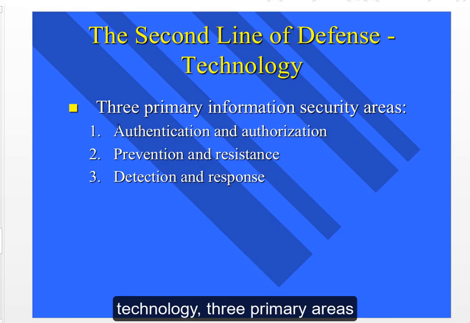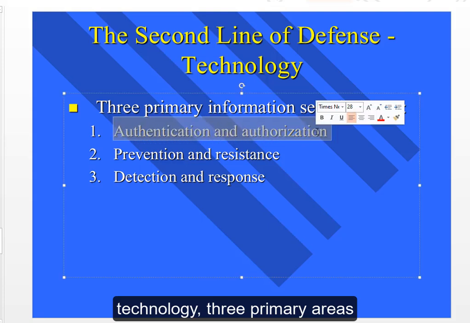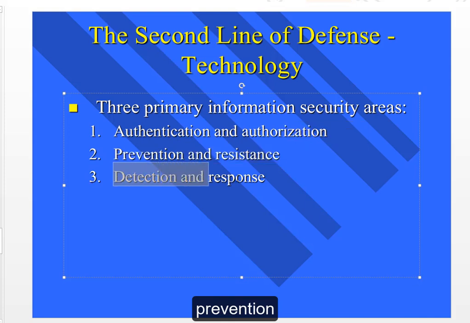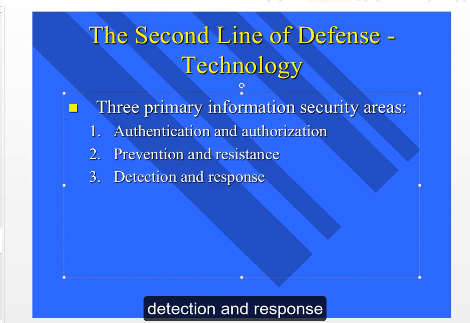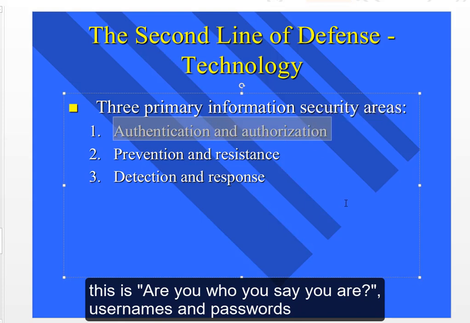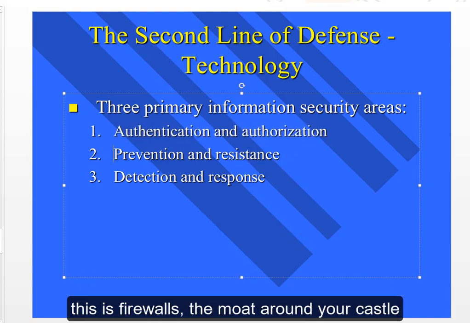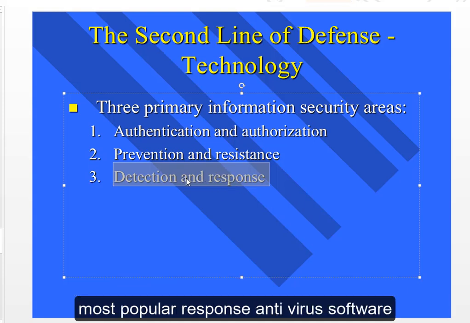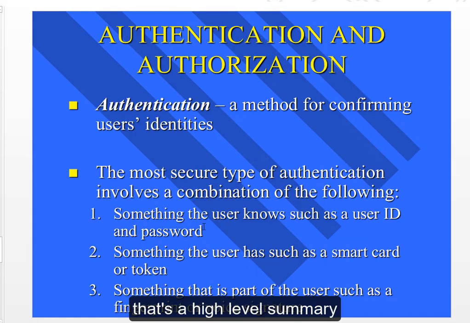Technology. Three primary areas: authentication, prevention, detection and response. This is, are you who you say you are? Usernames and passwords. This is firewalls, the moat around your castle. And this is, oops, somebody broke into our castle. What do we do? Most popular response, antivirus software. That's a high-level summary. Here you go.